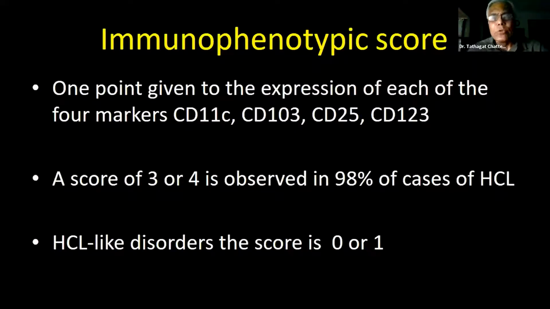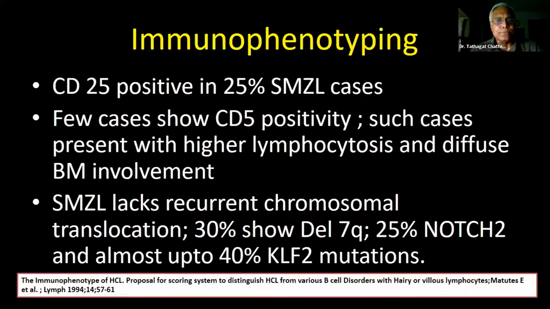So when we did the immunophenotypic scoring in this case, remember, we give a point each to the expression of each of the 4 markers, that is CD11c, CD103, CD25, and CD123. A score of 3 or 4 is observed in 98% of cases of hairy cell leukemia. So in our case, it was not so. In hairy cell-like disorders, the score is generally 0 to 1, which was the case here.